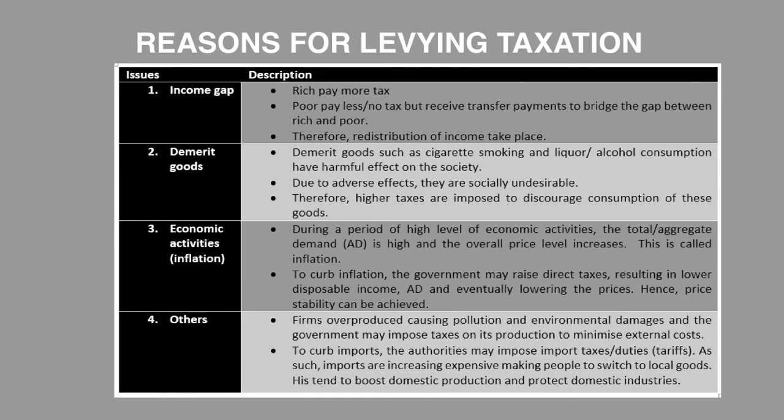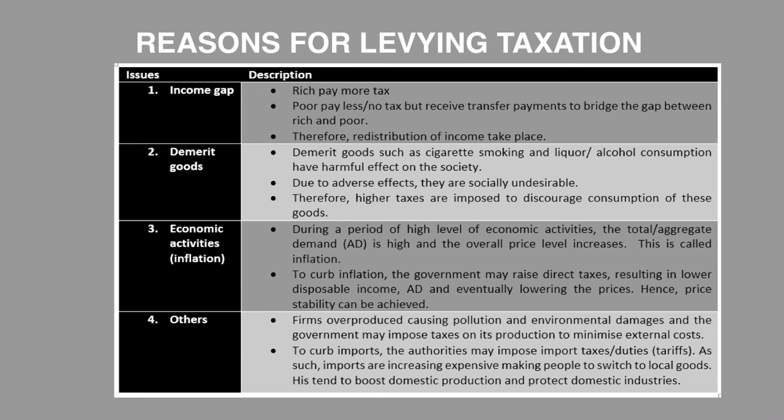So let's take a look at the first point, the income gap. If you look at the description for the income gap, the rich pay more tax. The poor either pay no tax or lesser tax compared to the rich, and the vulnerable group will receive transfer payments. This is to bridge the gap between rich and poor, to reduce the gap between rich and poor, to promote equality.